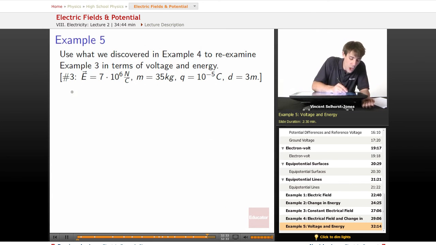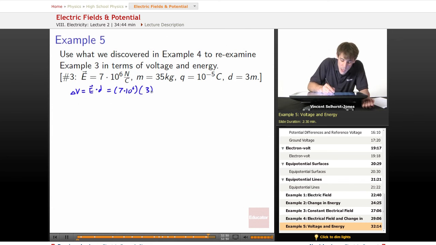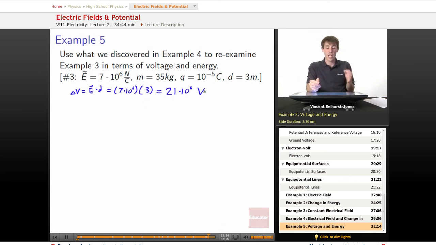Well, now we know that the change in voltage, voltage is a scalar, change in the voltage is equal to the electric field dotted with the distance. Well, that means we've got 7 times 10 to the 6th on 3 meters, so we've got 21 times 10 to the 6th volts. So we've got a change in volts of 21 times 10 to the 6th.